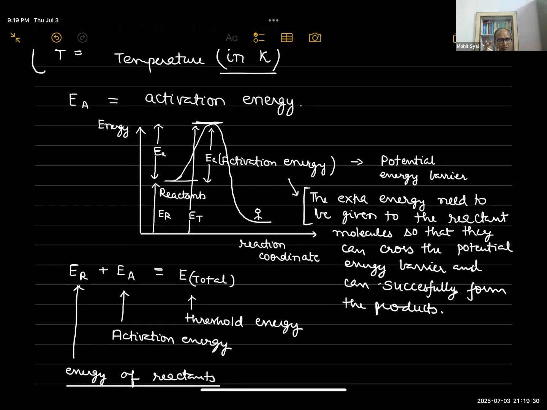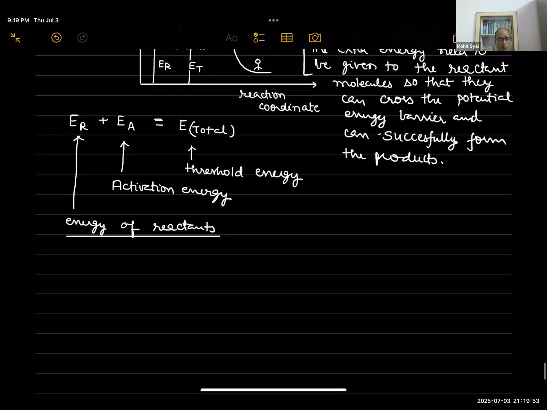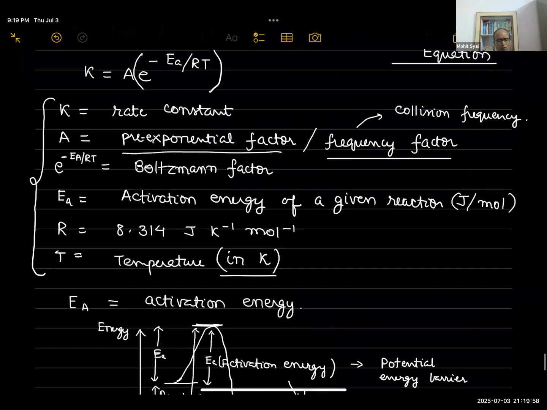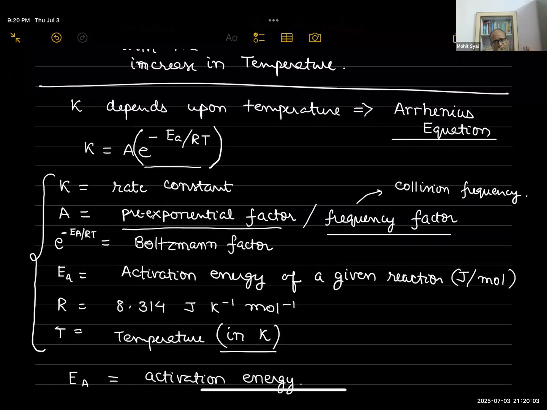The total energy of the reactants, which is equal to the original energy of the reactant and the extra energy, the energy barrier EA, the activation energy. When you add it to it, whatever the total energy becomes, that is known as threshold energy. Got it? So only that extra energy needs to be given. And out of all the collisions, only a few molecules are able to surpass that energy barrier.